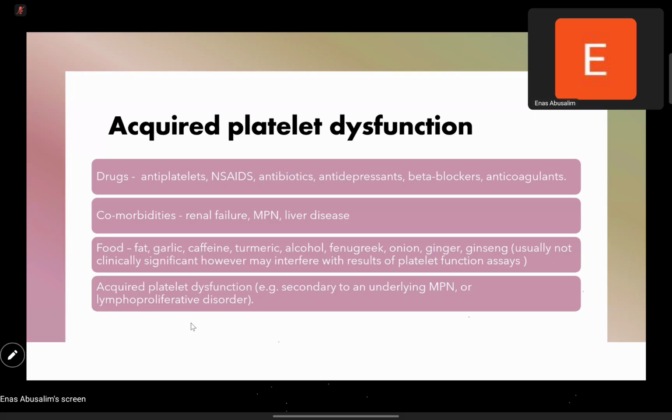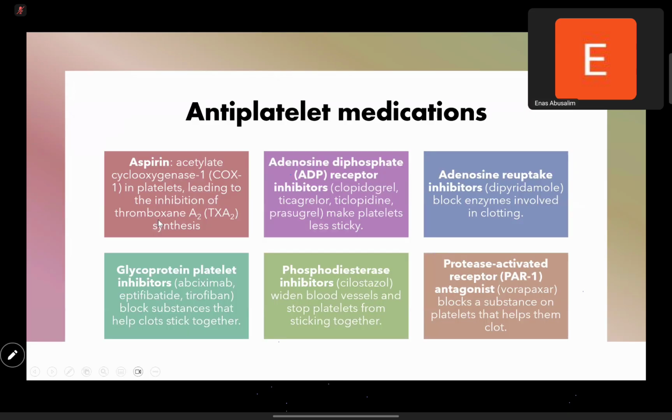So lymphoproliferative disorders, they can cause secondary ITP, immune thrombocytopenia. All right, let's continue. So these are the possible drugs that can cause, so antiplatelets, you know the antiplatelets and their mechanisms of action, وراح تاخدوها بالcardiology, so I'm not going to waste the time on it.